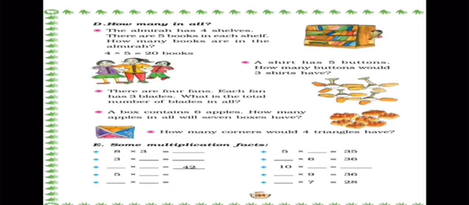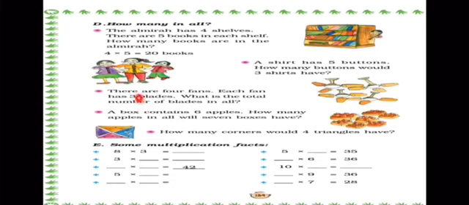A shirt has 5 buttons. How many buttons would 3 shirts have? So a shirt is having 5 buttons. So instead of doing 5 plus 5 plus 5, simply we can do 5 3s are 15. So 15 is the answer.